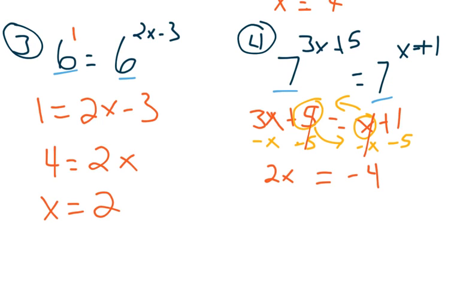And then it's a one-step equation from there. Divide both sides by 2. x is equal to negative 2. Okay, so there's your answer for number 4. Now, let me show you something a little more difficult.